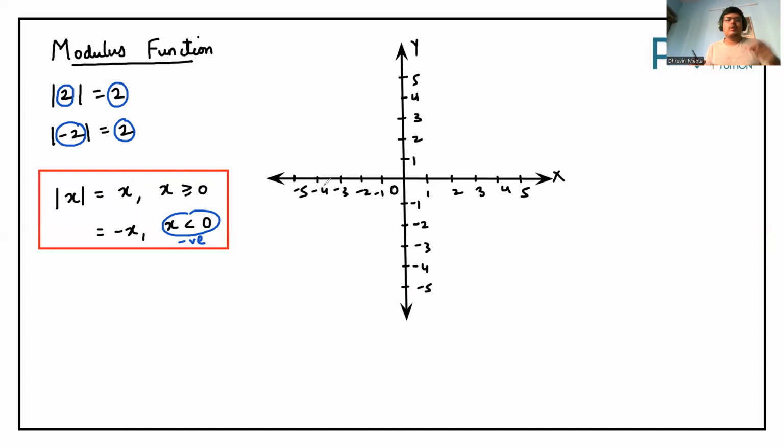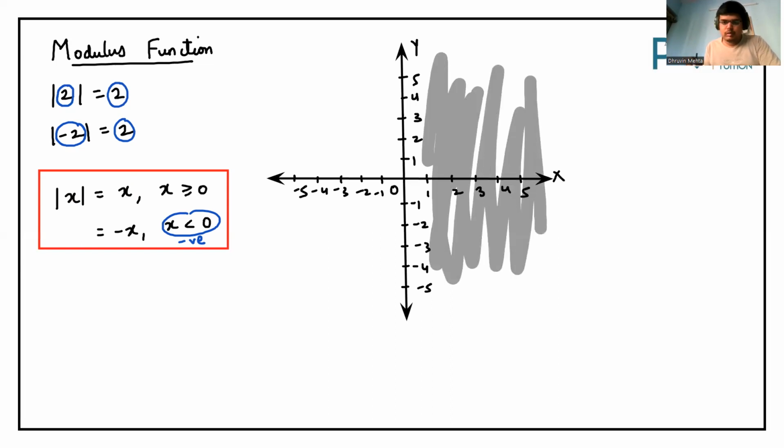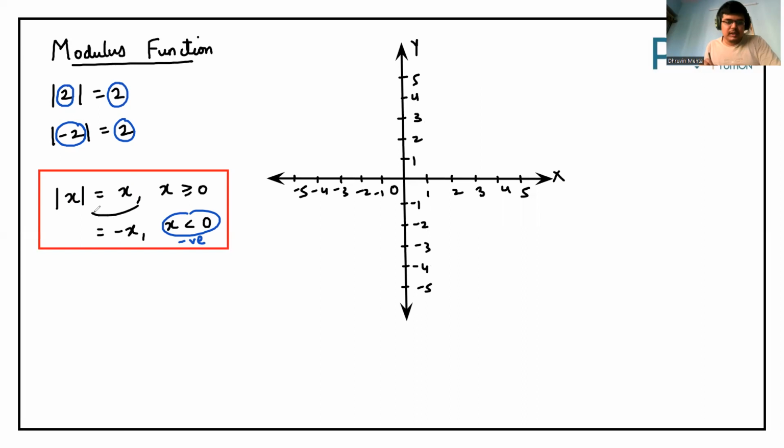So Arush, over here, mod x equal to x when x is positive. Positive means we are talking about this region, x positive. And in the positive region, what is the graph? mod x equal to x would mean we are talking about y equal to x. So y equal to x is a straight line passing through origin, and this angle is 45 degree. That is how we draw y equal to x.